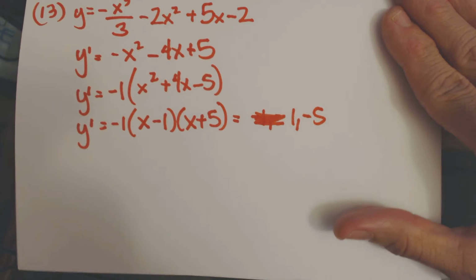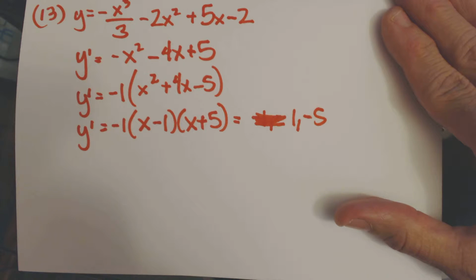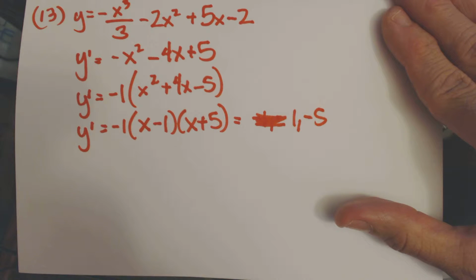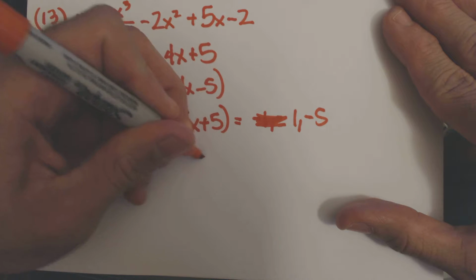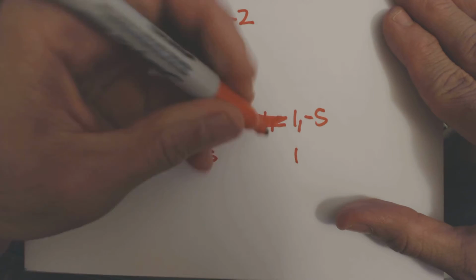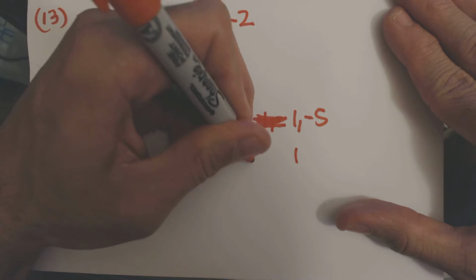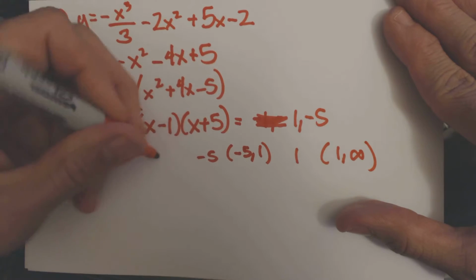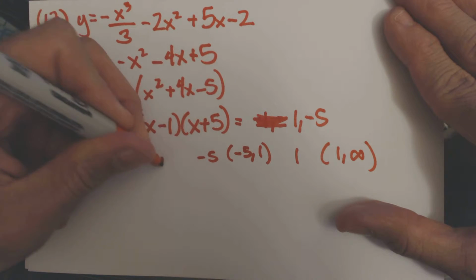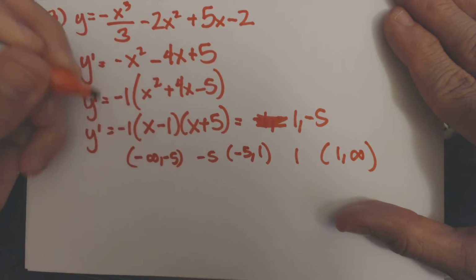So now we need to identify the intervals in which the function is increasing and decreasing, and that'll allow us to then identify the relative minimum or relative maximums if they exist. So let's set up our little chart here. We've got negative 5, 1. We've got the interval negative 5 to 1. We've got the interval 1 to infinity. And we've got the interval negative infinity to negative 5.